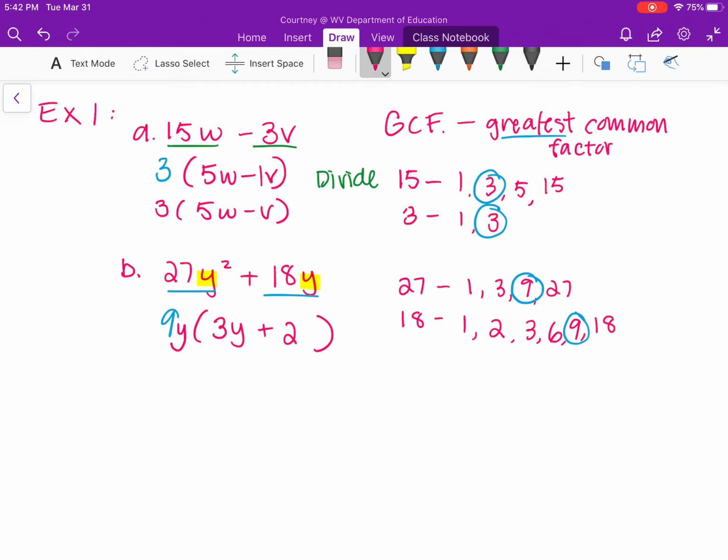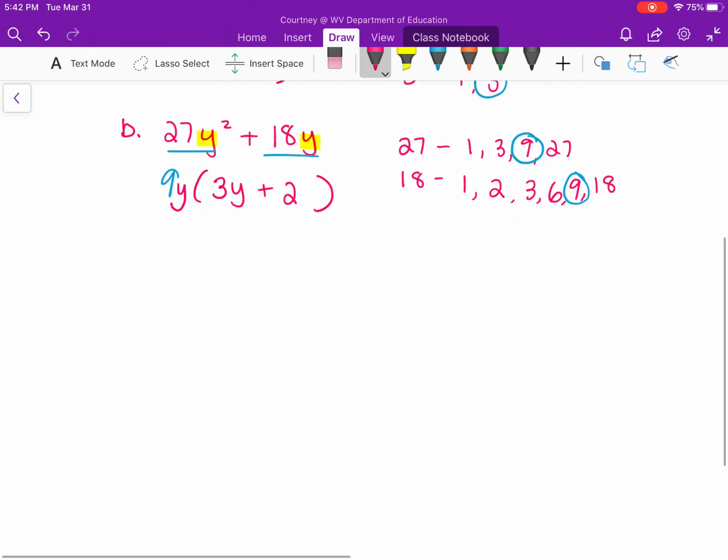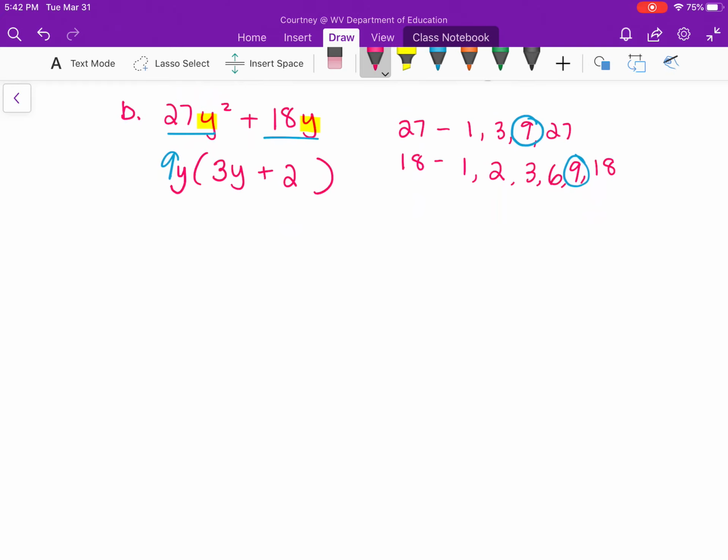Here's what factoring is, guys. Factoring is basically the reverse of what we've been doing. So let's use the distributive property for this and double check that it's right. We should get this answer right here. Let's double check. Use your distributive property. 9y times 3y. 9 times 3 is 27.